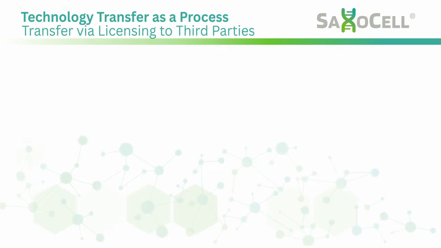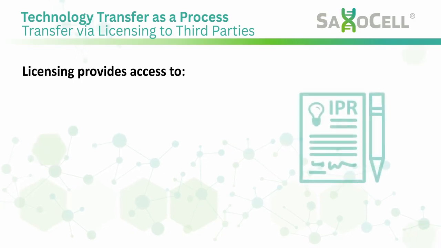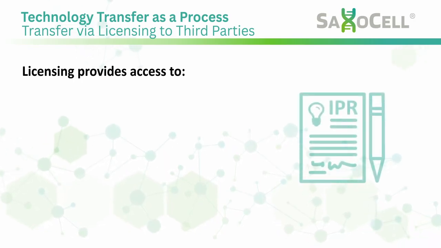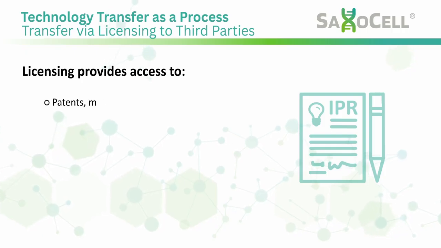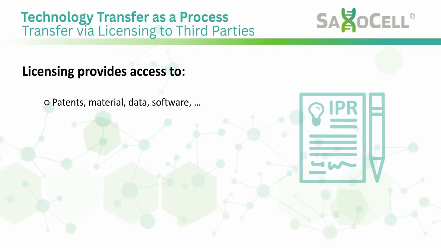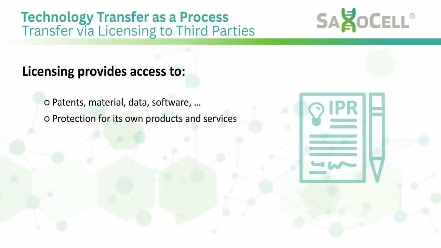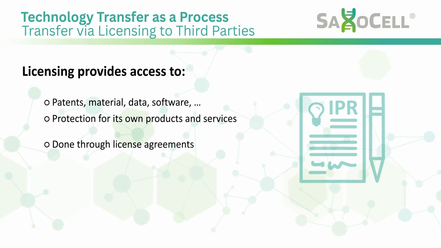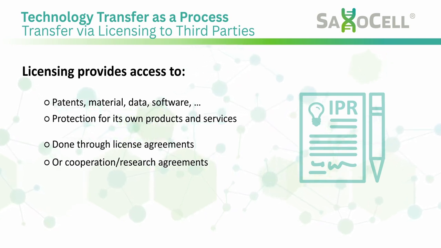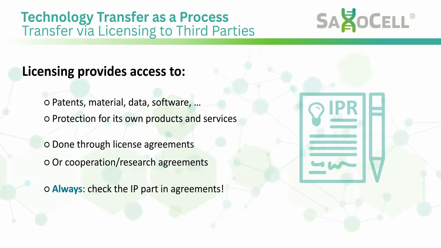As already mentioned, there are various options for technology transfer. Let's first take a look at licensing to third parties. Licensing provides access to the commercial use of your IP, such as patents, also material, data, software, and more. A third party will use this IP as protection for its own products and services. This is agreed by the respective licenses. However, it can also be done in combination with cooperation agreements or research agreements. So always check the IP part in cooperation agreements.